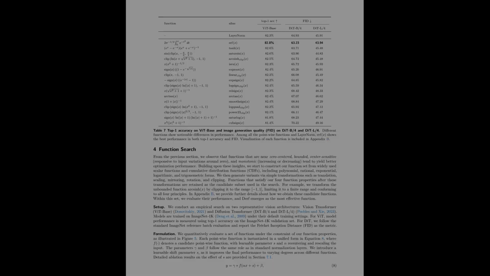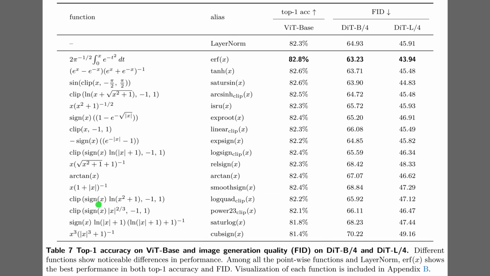Alright, Table 7 gathers the head-to-head comparison of many candidate pointwise functions against layer norm. The table shows that the error function erf reaches the highest ViT-based top 1 accuracy, about 82.8%, slightly above layer norm. The same error function also delivers the best diffusion scores, with the lowest Fréchet inception distance across both DiT-B/4 and DiT-L/4. These results confirm that the error function shape is consistently superior across both classification and image generation.